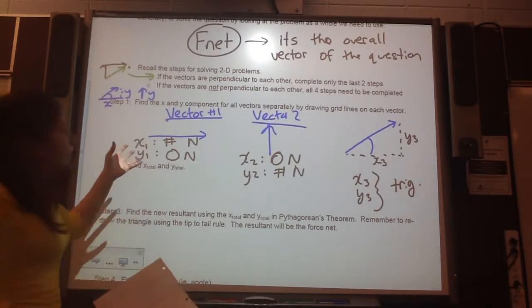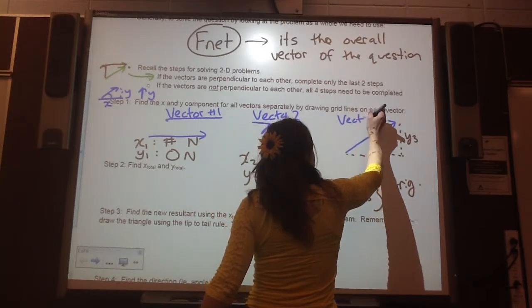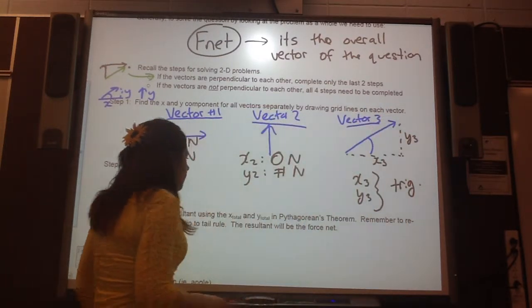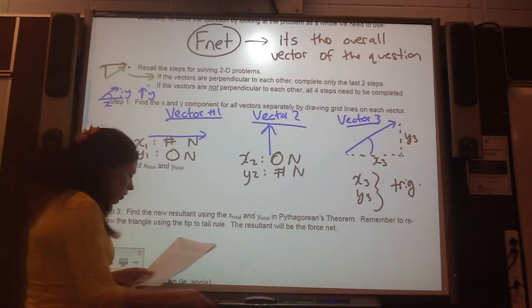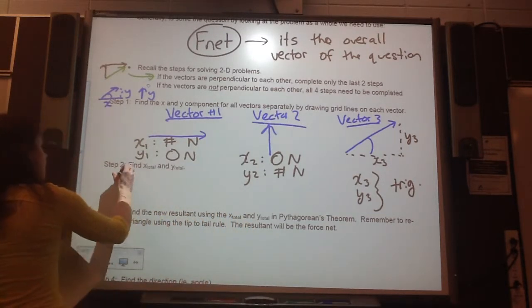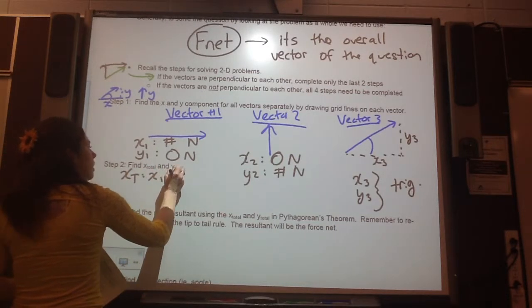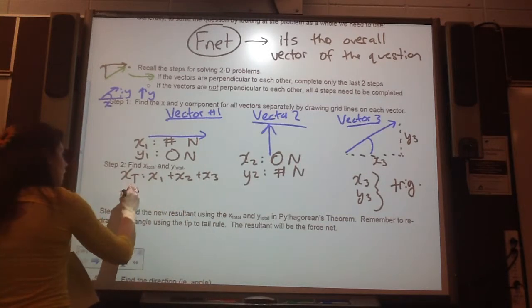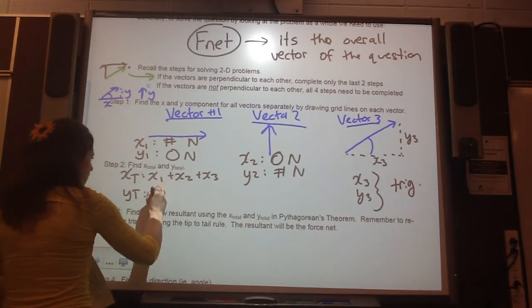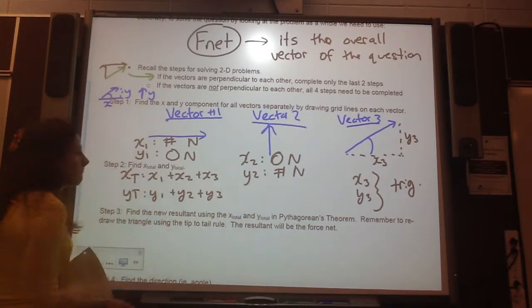So say your problem had all of these vectors. Oh, I forgot to put vector 3 here, sorry. You add up the total of all of those vectors. So to find, say, x total, so xt, you go x1 plus x2 plus x3. And y total is y1 plus y2 plus y3.